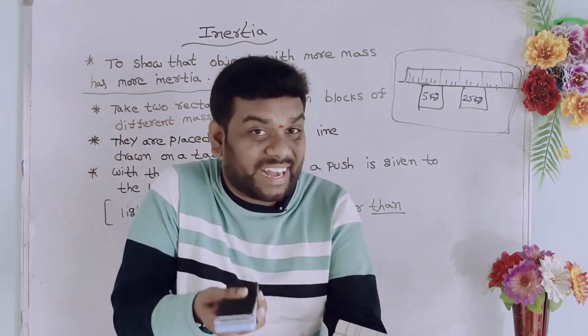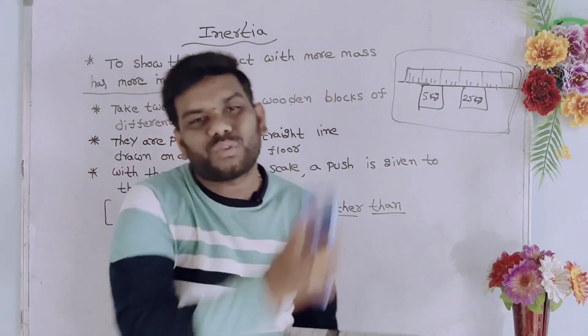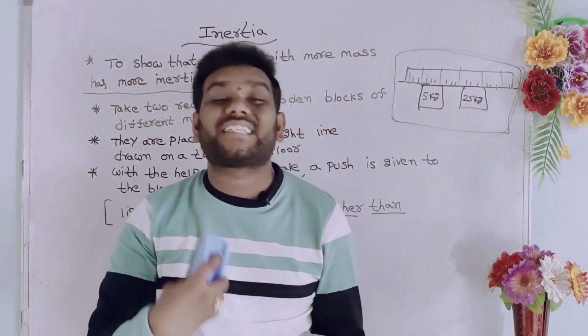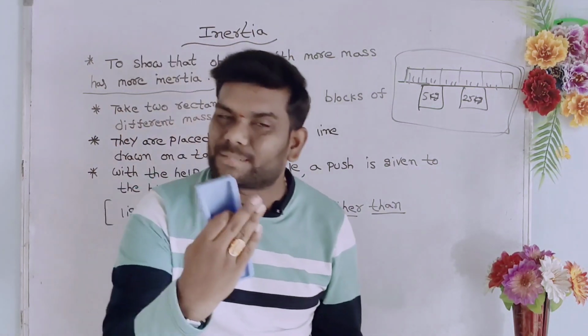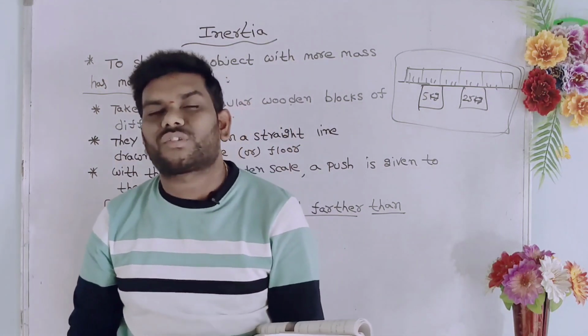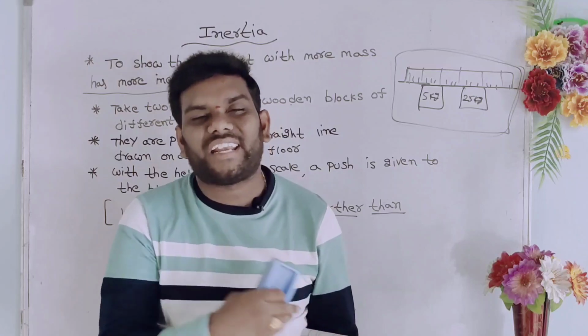Which block accelerates more, 1 or 2? That is, 5 kg or 25 kg? 5 kg accelerates more because it has less mass. So this block is accelerating more.